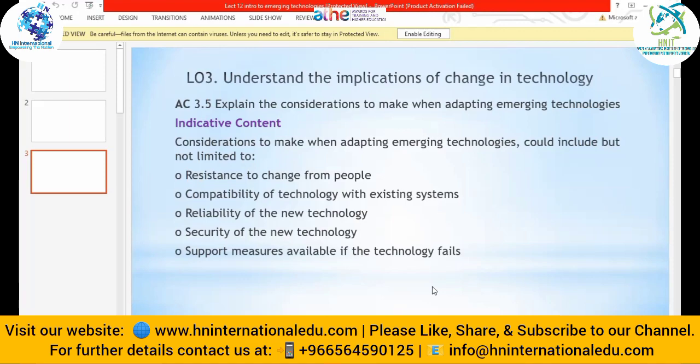Security is the best thing. If some system has very fine security, or legal security, then that software or technology is very good. Then, support measures available if technology fails. What if we have installed a new technology and it fails? Our work shouldn't be stopped. So we should have some support measures available that would help us if our technology fails.